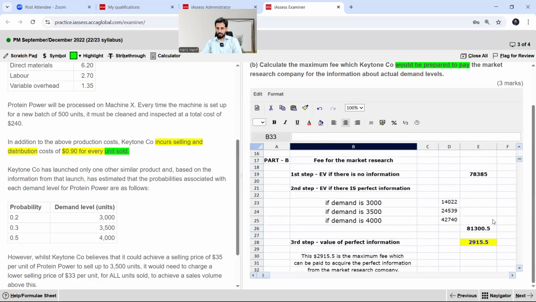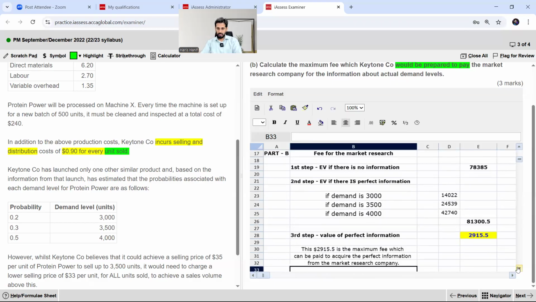So congratulations, you have completed the value of perfect information as well. So the point to be noted is that reading the question and analyzing the scenario from it is utmost important.